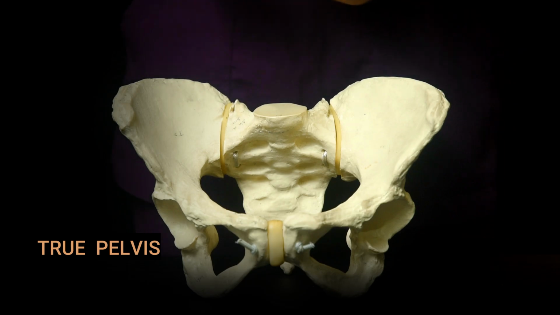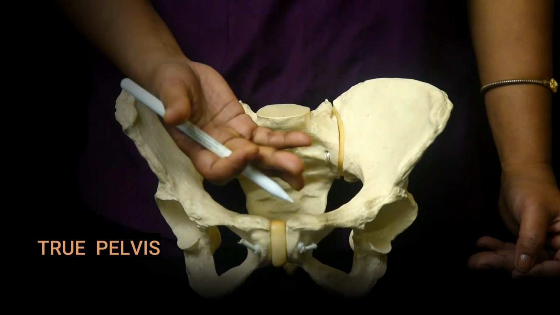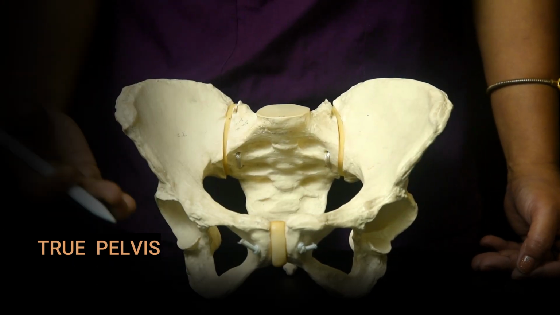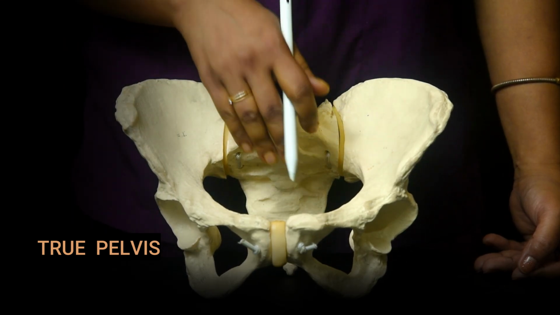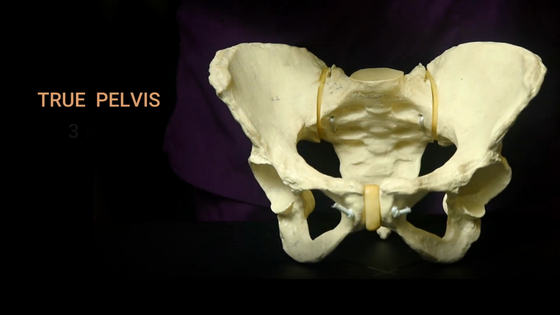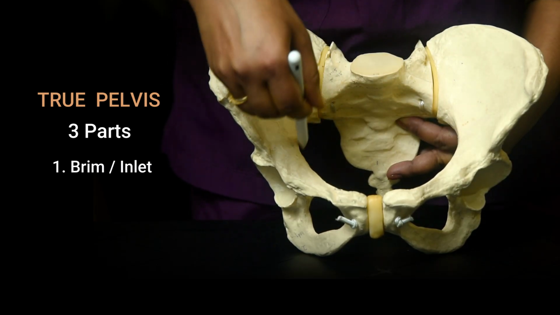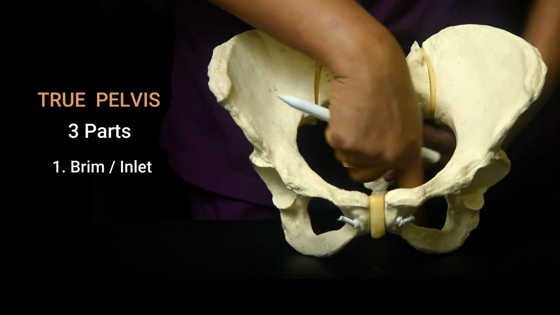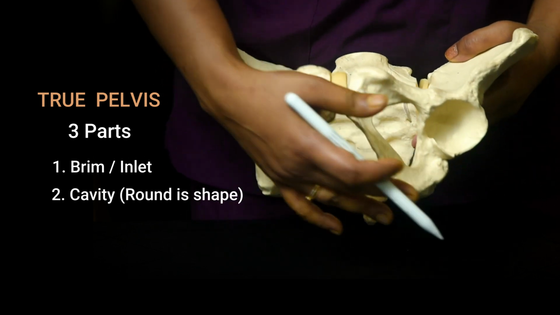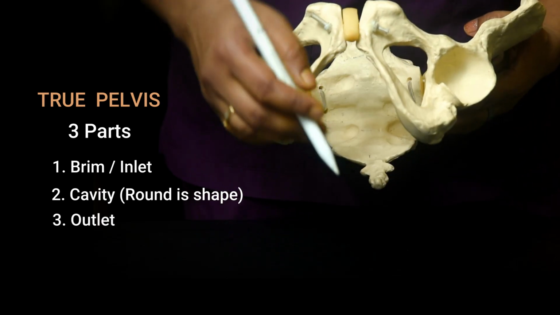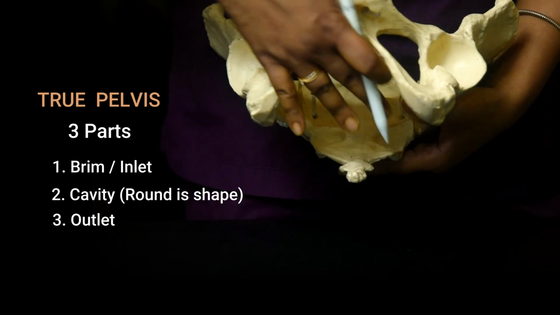Now come to the true pelvis. The name denotes that there is a pelvis with diameters, as the pelvis is a bony part having some ligaments and joints. Definitely it has some exact pelvic measurement. And this true pelvis has three parts. First is the pelvic brim, which you can see, also known as the inlet. Then the inside part is known as the cavity, which is round in shape. And the last one is the outlet, the outer part of the pelvis.